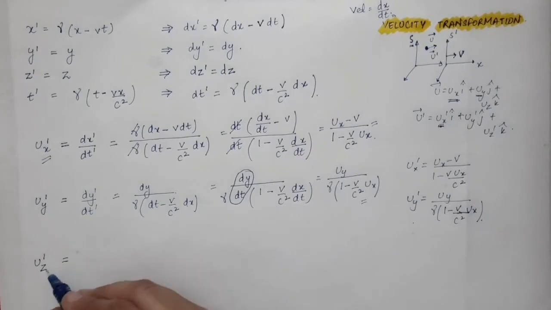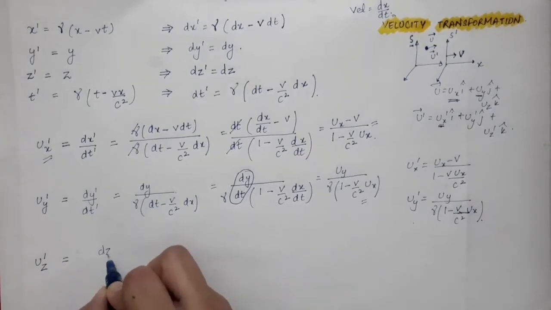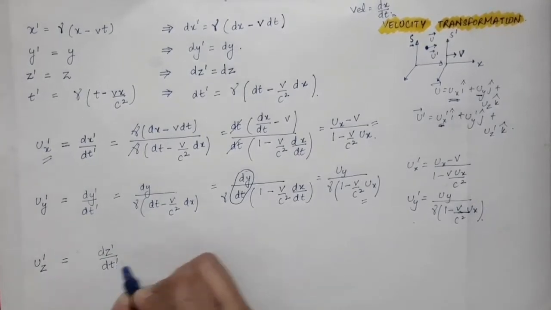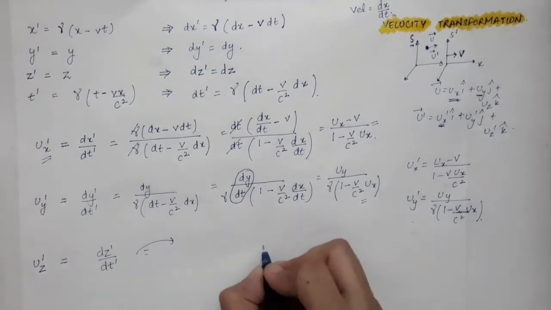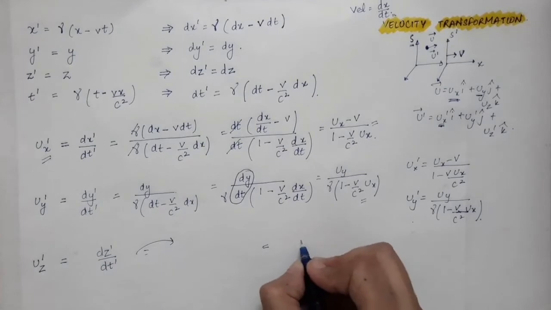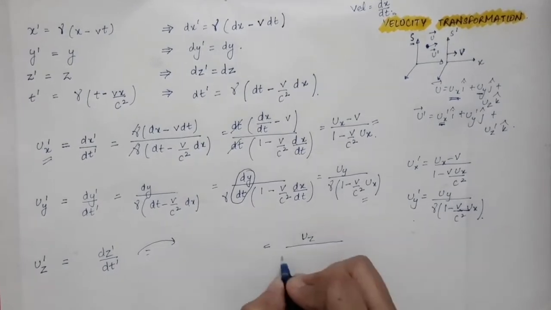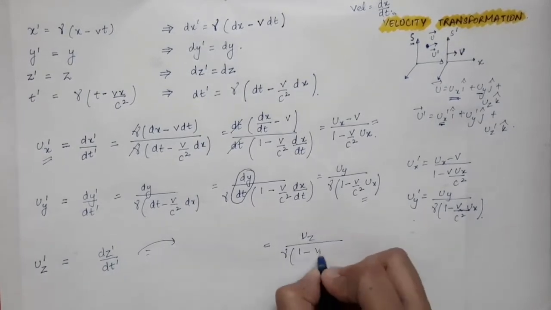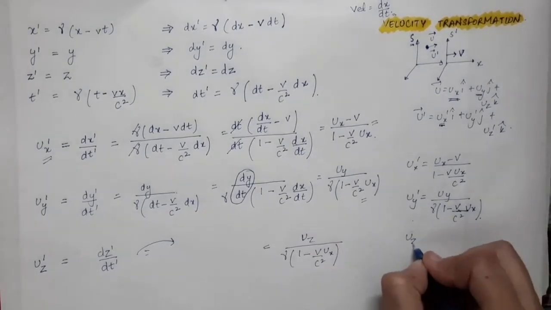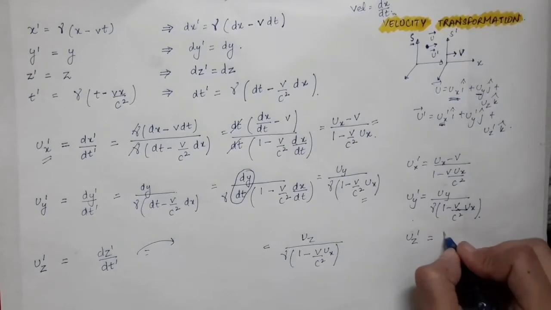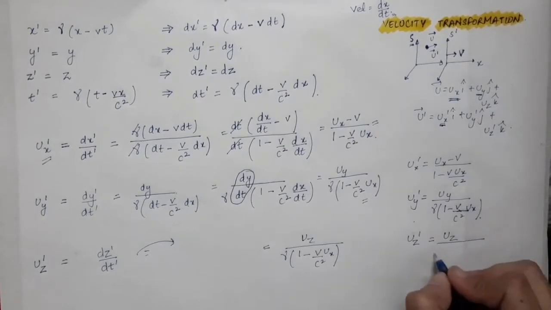And at last you will find uz prime. So that will be dz prime by dt prime. Now this you will solve by yourself. The steps will be the same, and the final result that you will get will be uz divided by gamma times 1 minus v ux by c square. So this is the last equation that you will get.